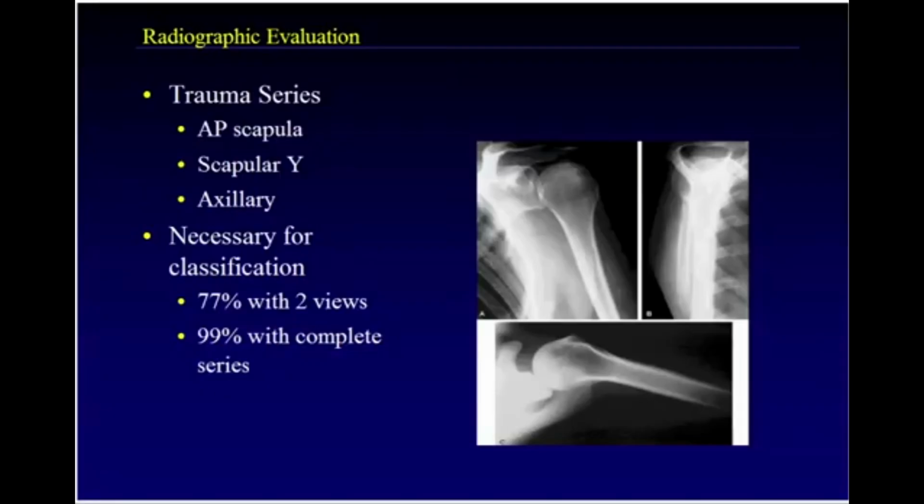The trauma series, again, for all shoulder trauma, keep driving this point home. You want an AP, scapular Y, and an axillary view. That's absolutely essential to correctly classify these injuries on plain films. If you have two views alone, it's been shown that your accuracy of classification is only about 77%. If you have three views, then virtually it's 100% accurate classification based on the Neer classification scheme.